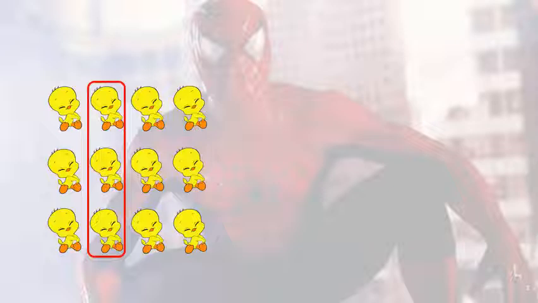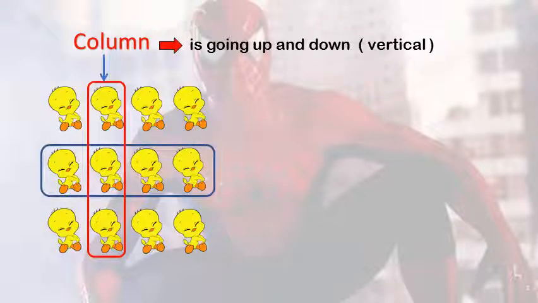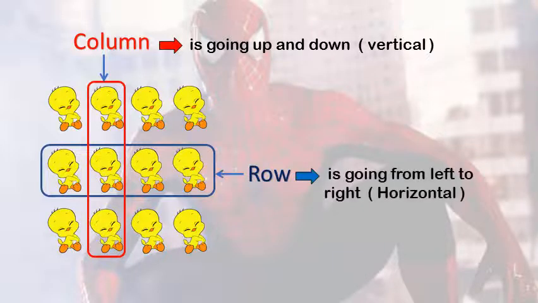Okay, let's see now what we mean by array here for these small ducks. Yes, I'm having rows and columns. Where is the column here? Yes, this is the column. It starts from up to down in a vertical way. Okay, what about the rows? Yes, here's one row. It starts from left to right in a horizontal way.